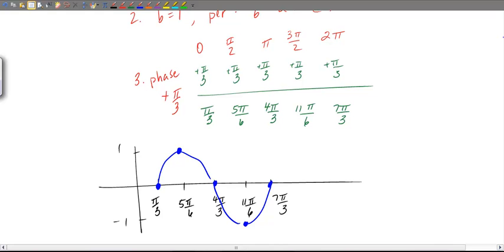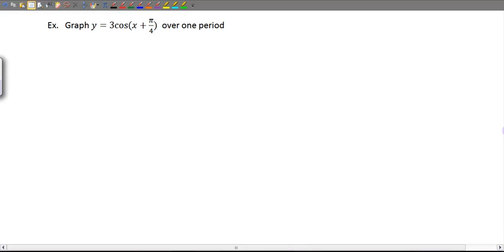Well, let's practice that again. This time we're going to graph 3 cosine of x plus pi over 4, only I'm not going to do both methods. From now on, I'm only going to do the translation method. So I'm going to identify the parts of this that tell me how to translate the function. The first thing I want to look at is the amplitude.